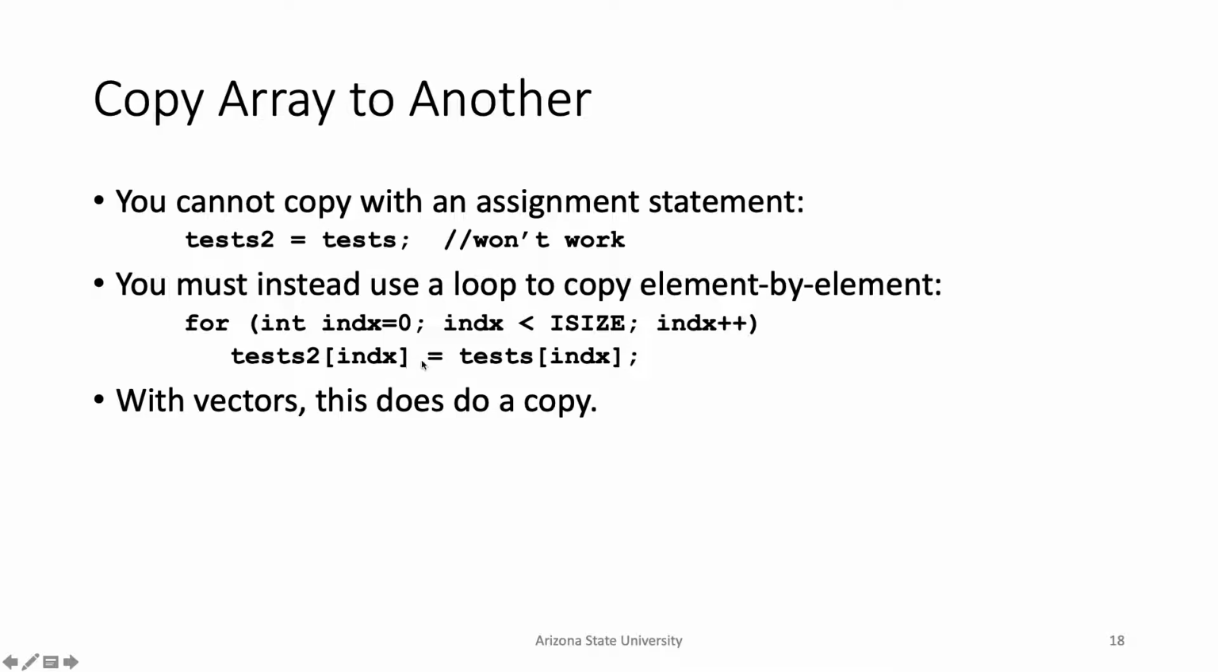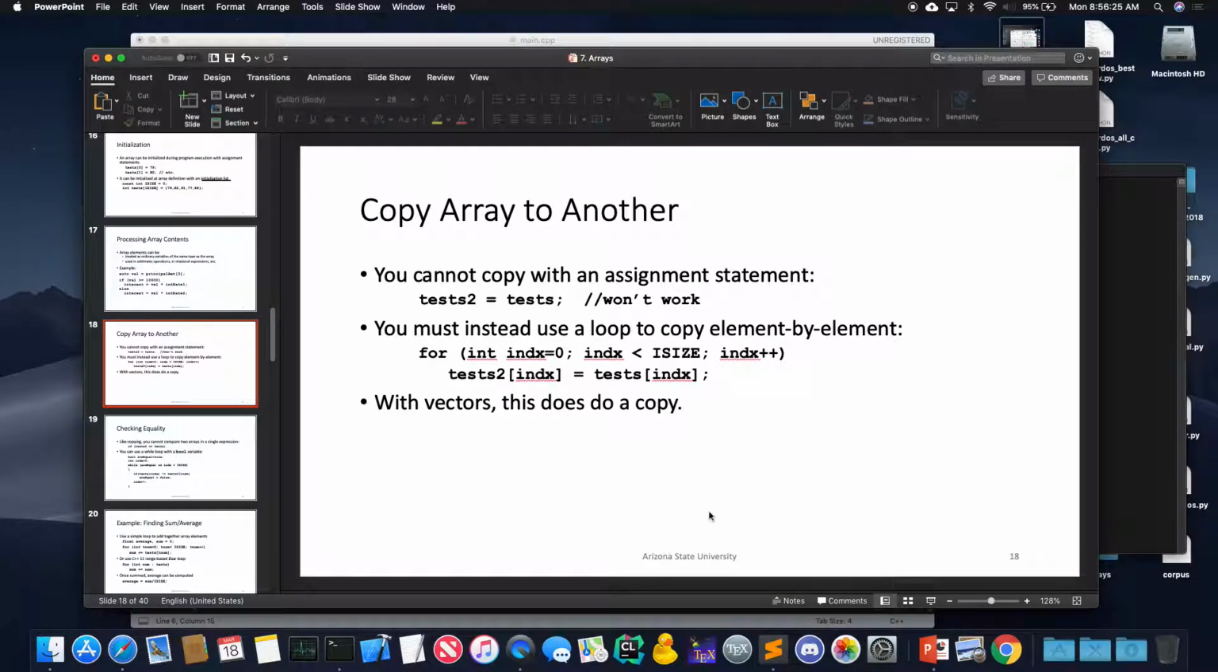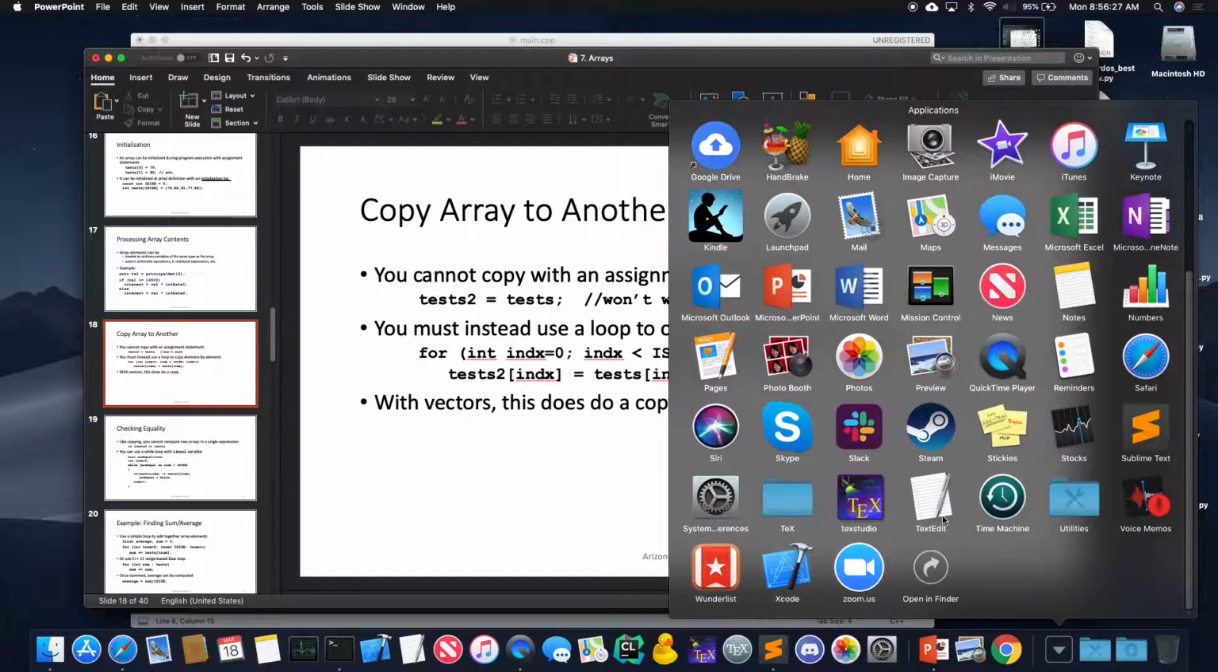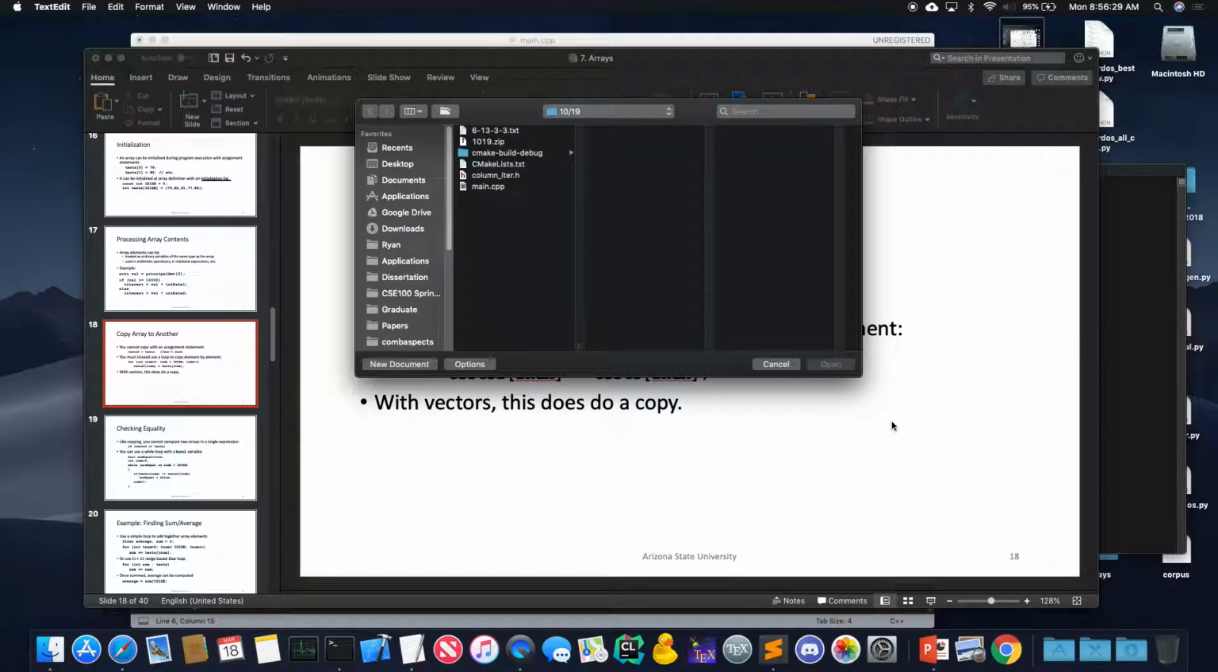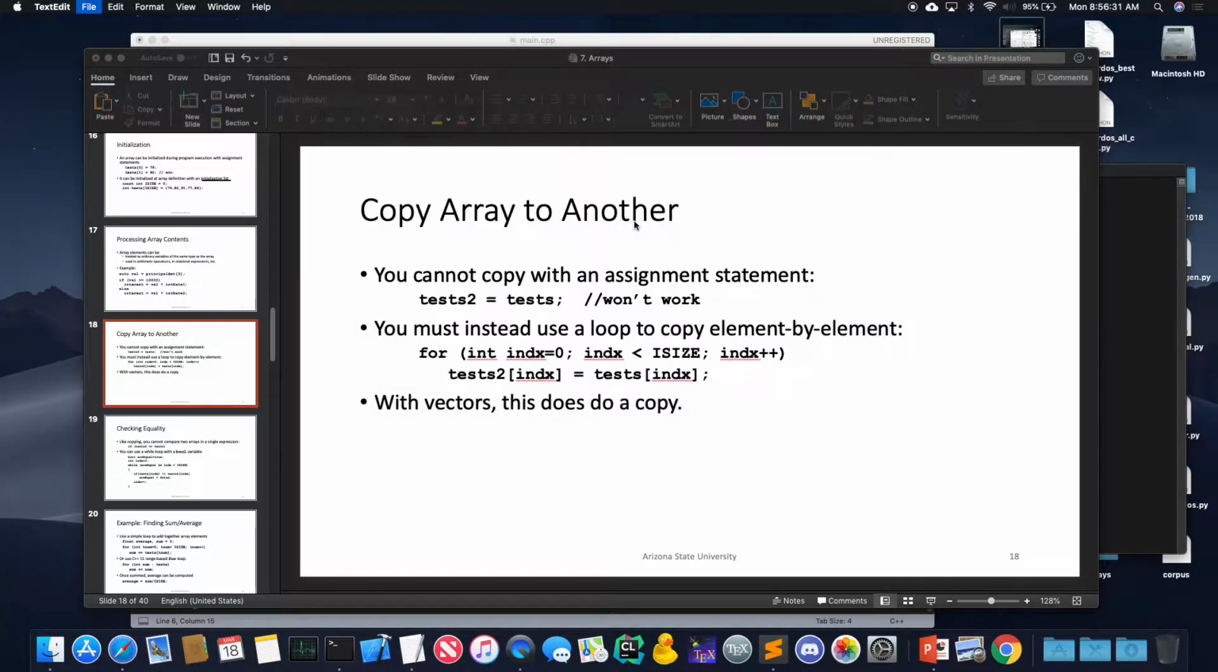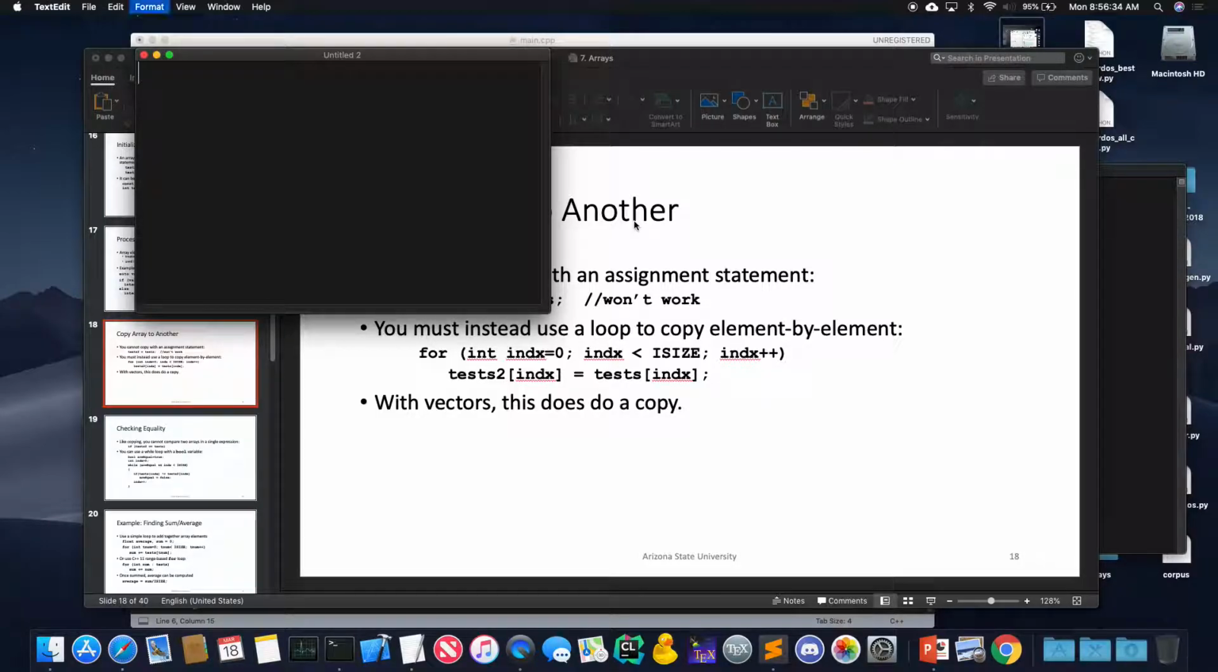So let's actually just do a small example. Let's say we have the tests array right here. Let's say it has 79, 10, and 0, our favorite example, and test 2.